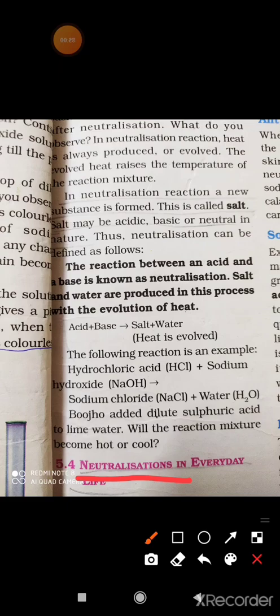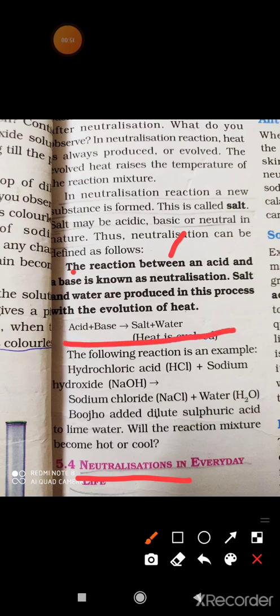Water is the byproduct, and the process is exothermic. What is the meaning of exothermic? Heat is evolved. Always heat will evolve. So what is the definition of neutralization? The reaction between an acid and a base is known as neutralization. Salt and water are produced in this process with the evolution of heat.